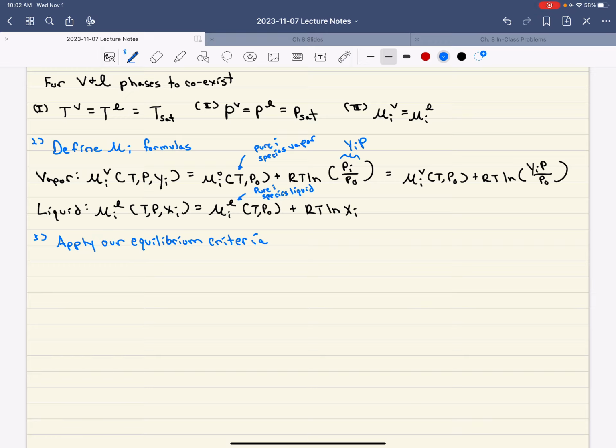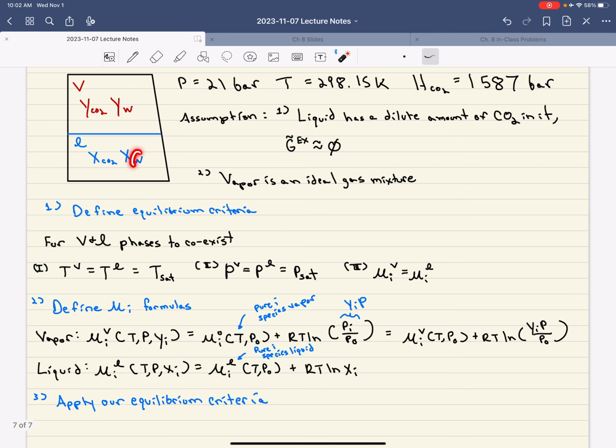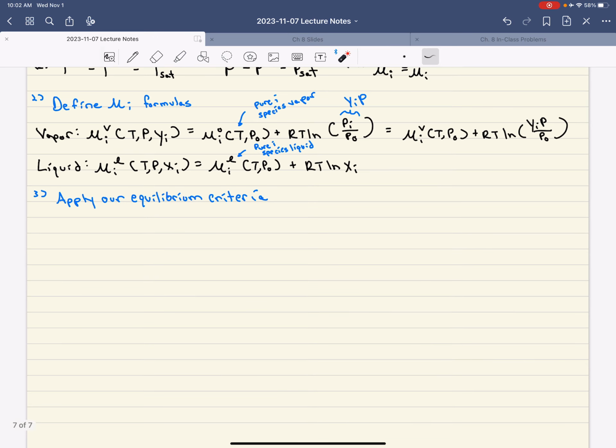All right, and so when applying the equilibrium criteria, I'm going to break this problem into two parts. We're first going to apply the equilibrium criteria for water, and then we're going to do it for CO2. So even though in the end we want this value, we need to approach this systematically in order to develop the equations that we need. I'm going to start with water.